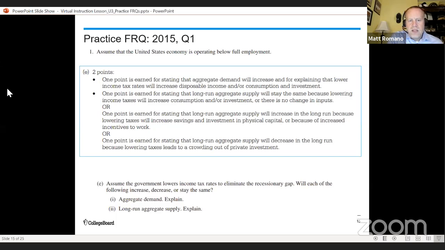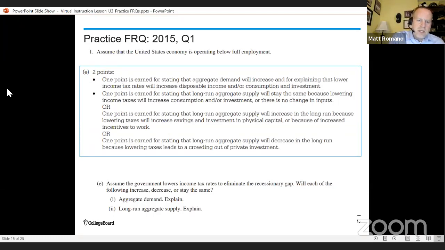1 point earned for stating aggregate demand will increase, and there's explain. We have to explain that lower income tax rates will increase disposable income and/or consumption and investment. So AD increases because of a decrease in taxes, an increase in disposable income. That's pretty straightforward, but what about LRAS?